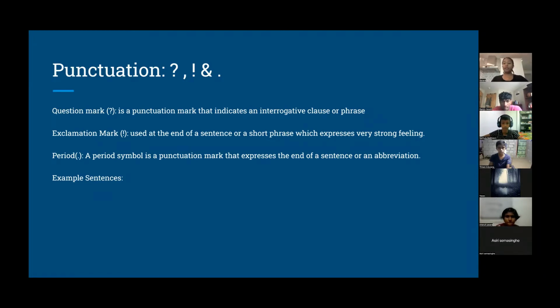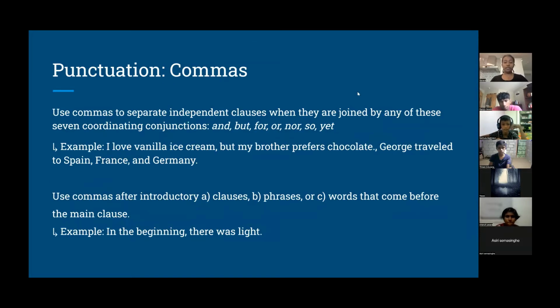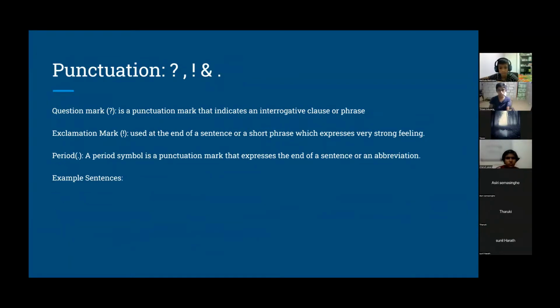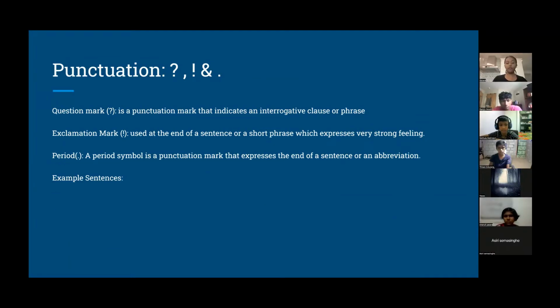Okay, and then the exclamation mark. The exclamation mark is used at the end of a sentence or a short phrase which expresses a very strong feeling. You could use that to express surprise or shock. And then we also have a period. A period symbol is a punctuation mark that expresses the end of a sentence or abbreviation.